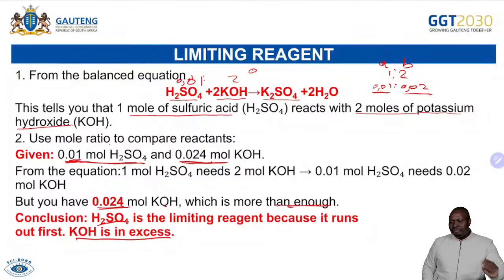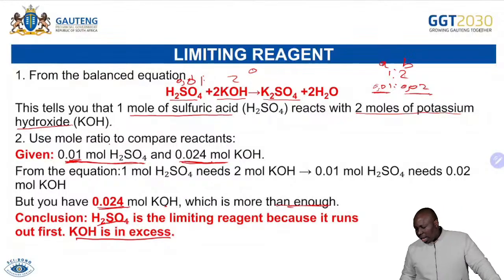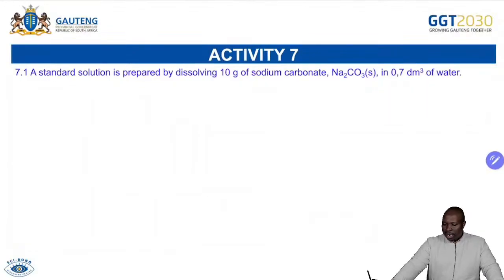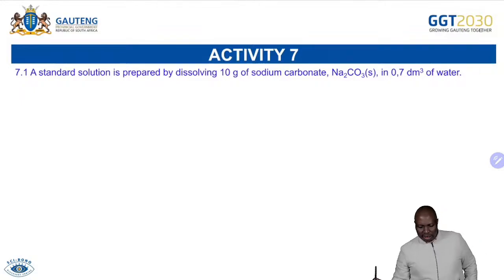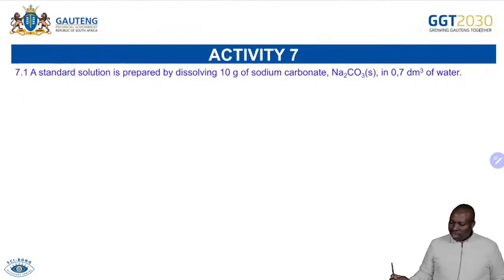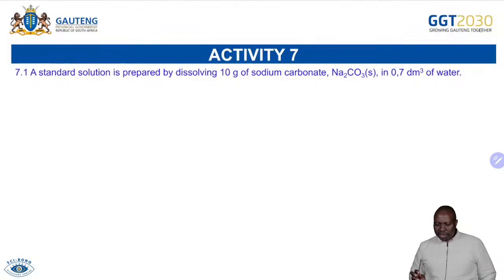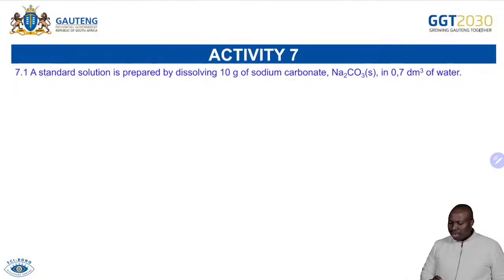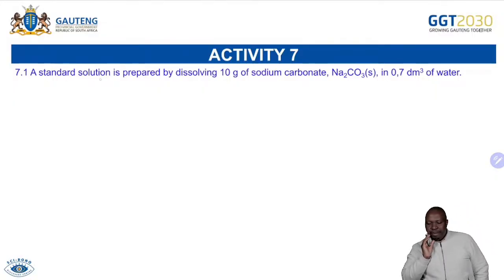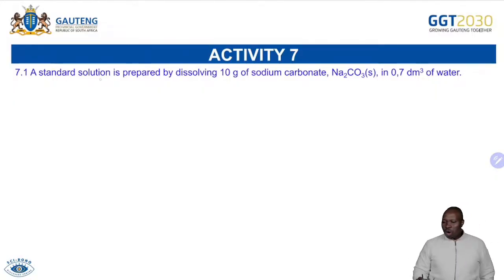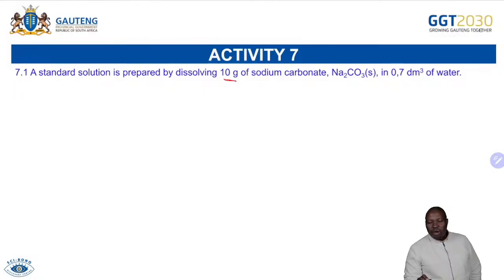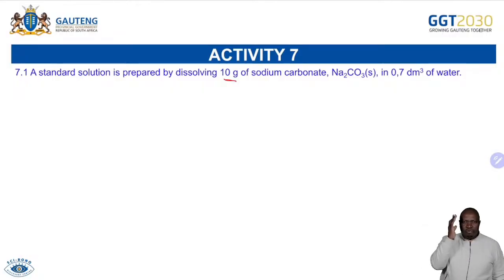It's important that you have that knowledge when you do calculations based on this, which is the very last activity for this lesson, and then we call it. This was the question from 2024, May-June. A standard solution is prepared by dissolving 10 grams of sodium carbonate. Remember, when you see grams, you think of number of moles.